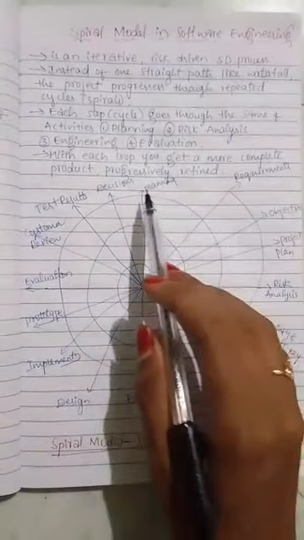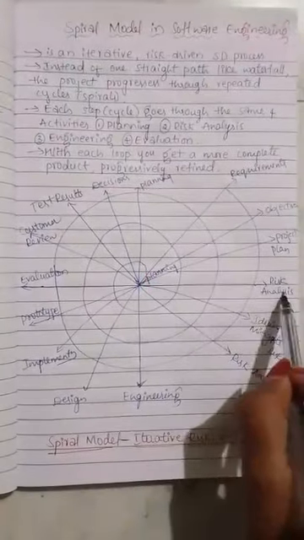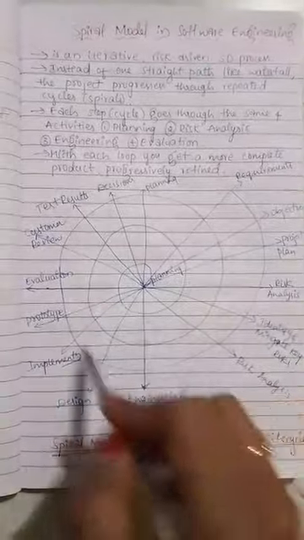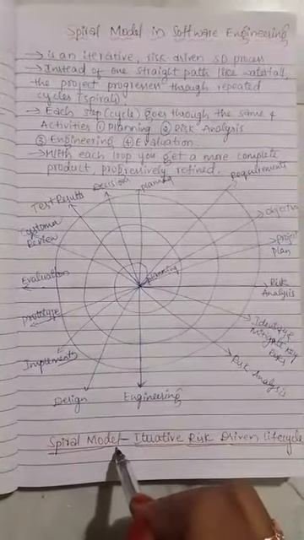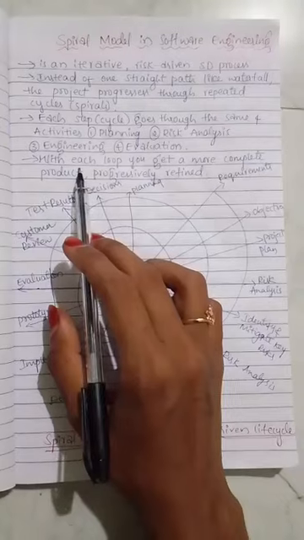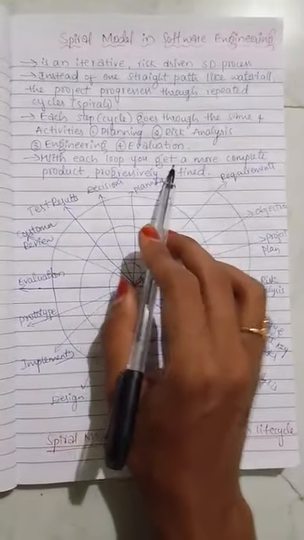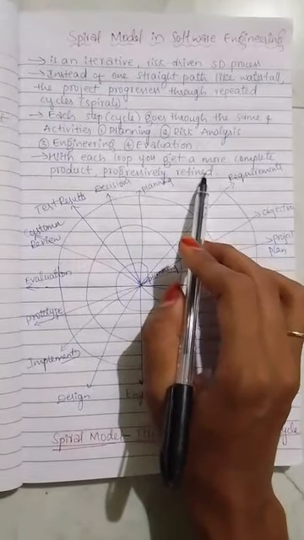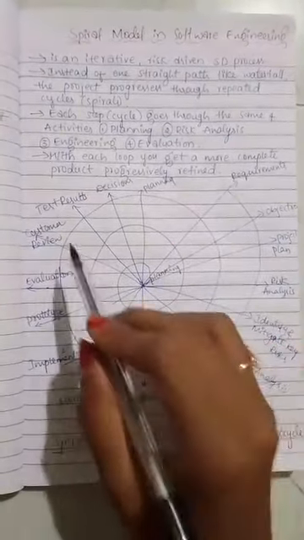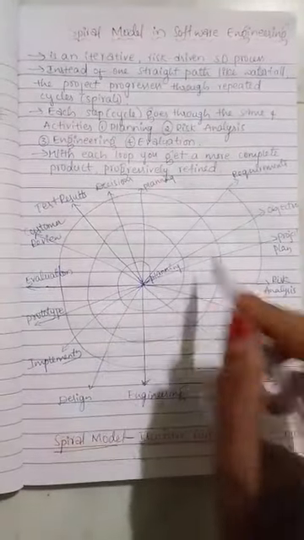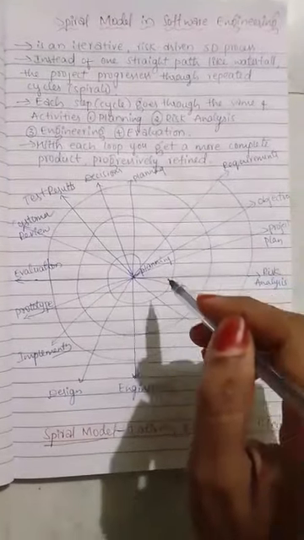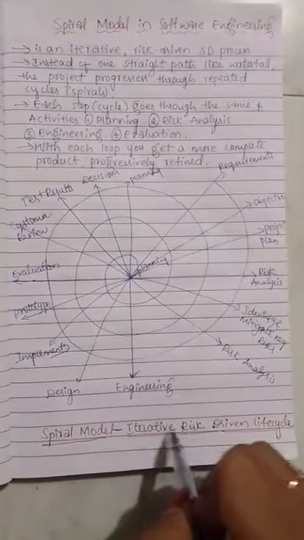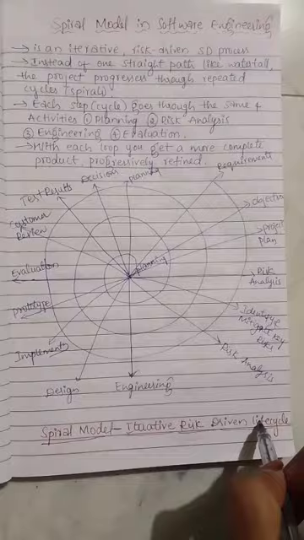Here in the diagram you can see planning, risk analysis, engineering and evaluation. These are the four steps in the spiral model. With each loop you get a more complete product, progressively refined. Now let us see the diagram. This is the spiral model, an iterative, risk driven life cycle.